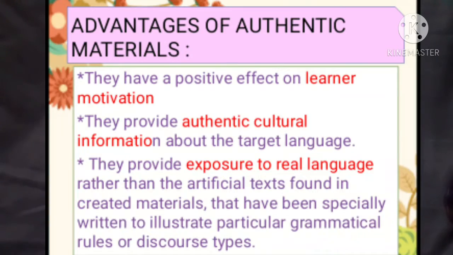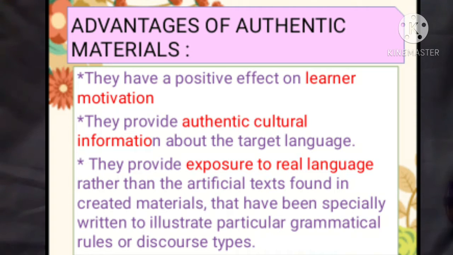I will explain about advantages of authentic material. Number one, they have a positive effect on learners' motivation. Motivation also leads to increase of effort and energy. Motivation determines whether a student will pursue a task, even a difficult one.